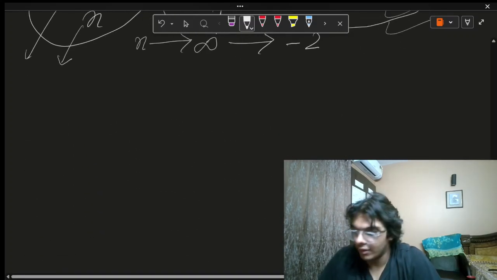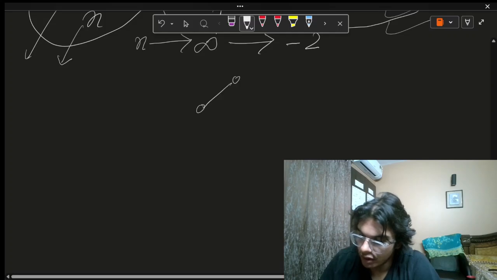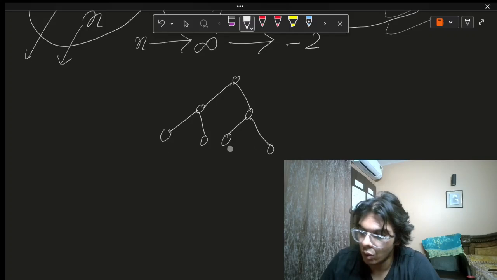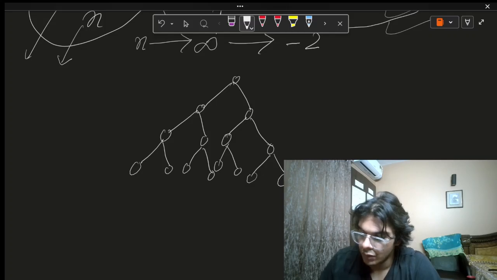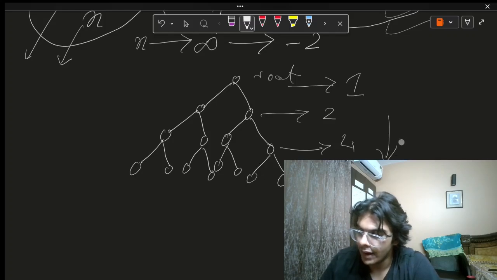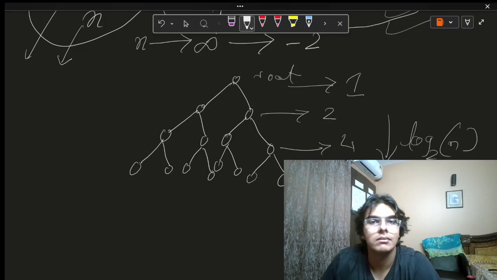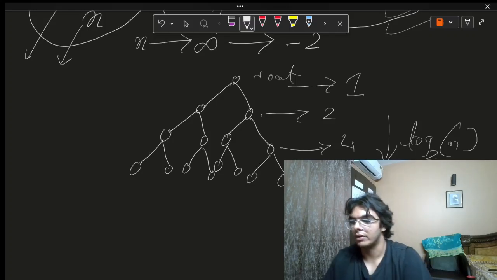If you want to see it, this is how the tree is growing. This is how any general binary tree grows. All of the nodes are filled. If this is the root, there is one node here, two here, four here, then eight here. So they are growing by log. That is what it is.